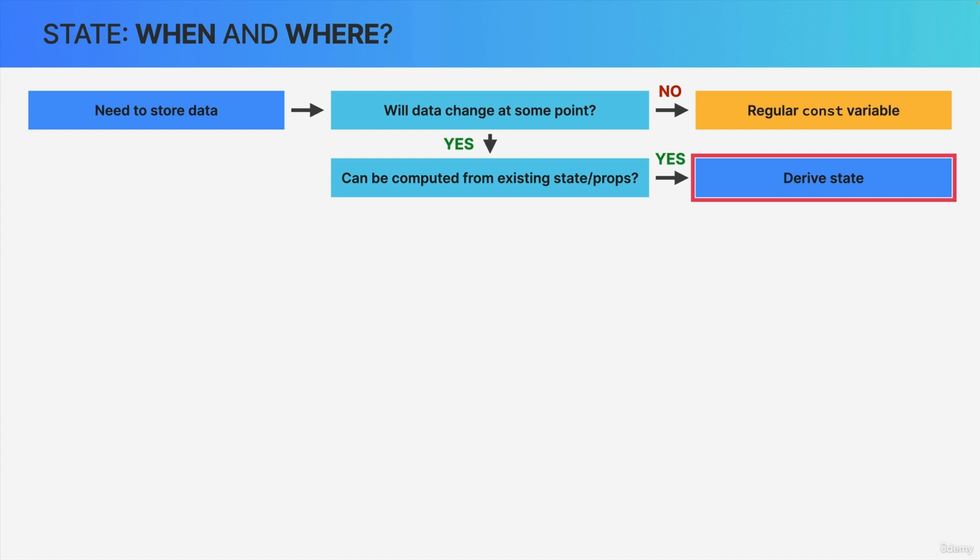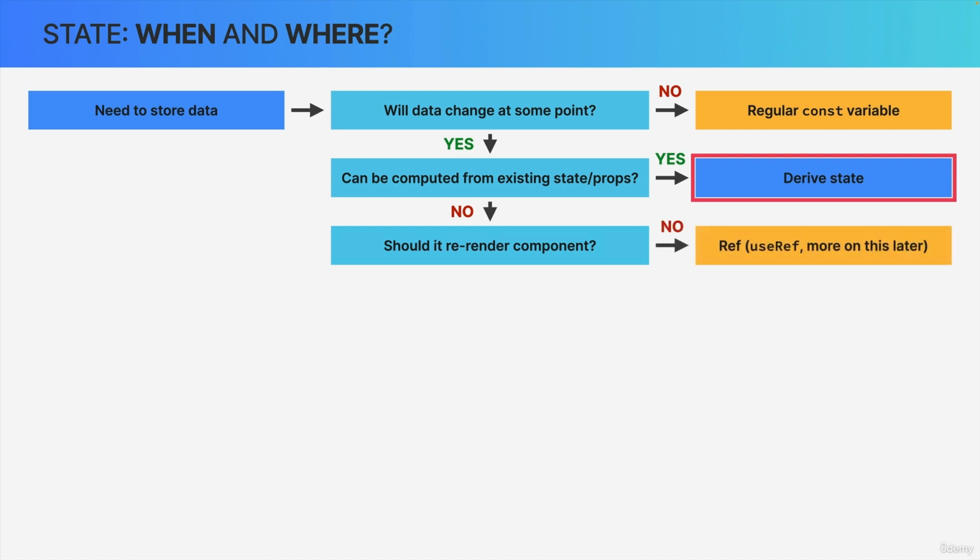However, most of the time you cannot derive state. And so in that case, you need to ask yourself whether updating the state should re-render the component. Now, we have already learned before that updating state always re-renders a component. But there is actually something called a ref, which persists data over time like regular state, but does not re-render a component. So it's basically a special type of state that we will look at later.